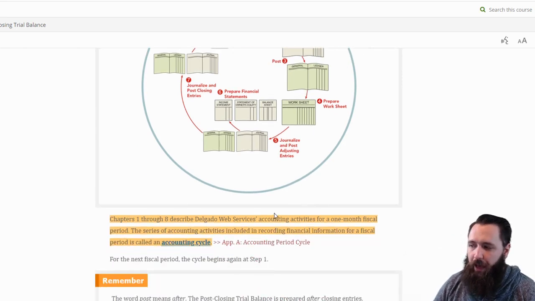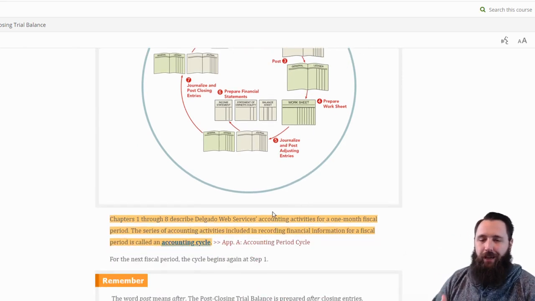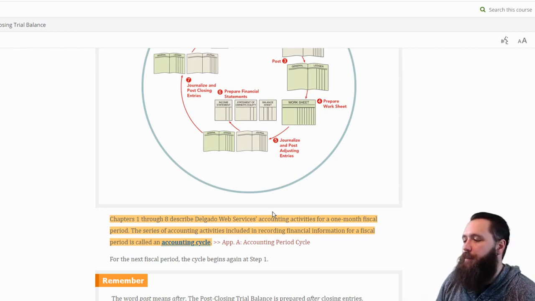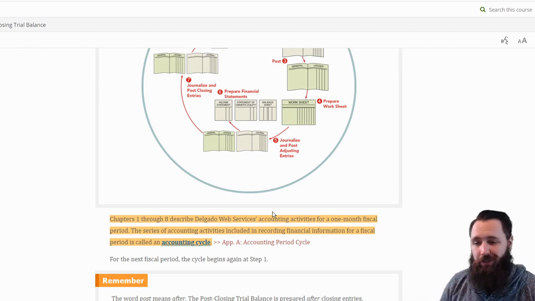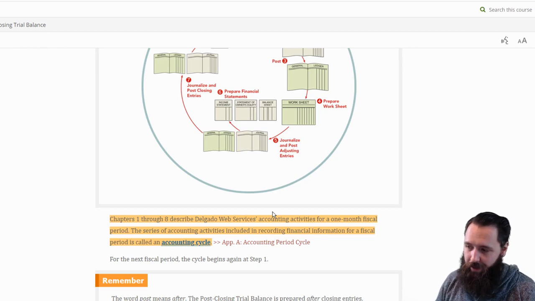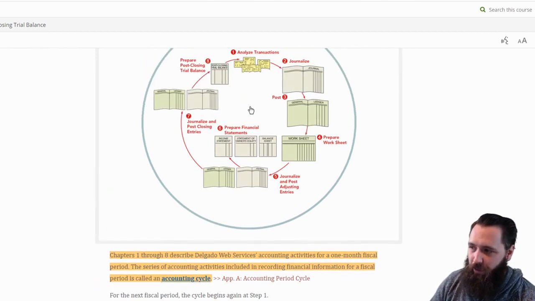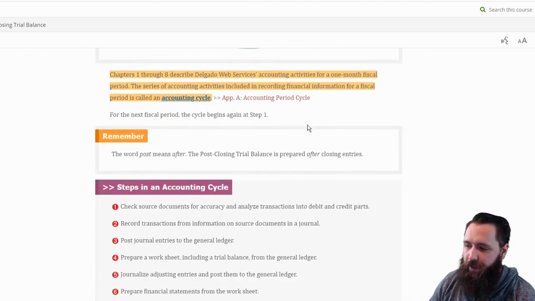And for Delgado Web Services, their accounting cycle is 1 month. Different companies might have 3 months as an accounting cycle. Some might have a whole year as an accounting cycle. So that is our accounting cycle, though. These 8 different steps that we have.